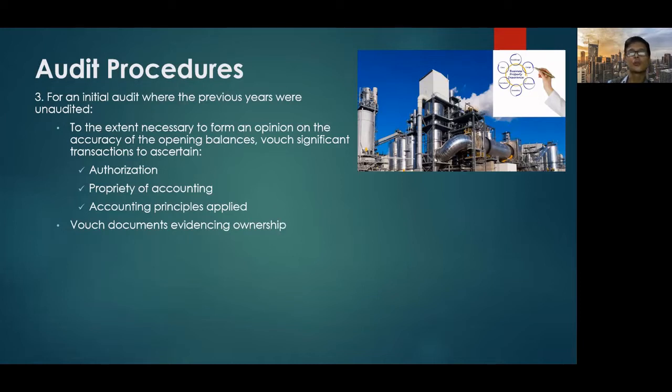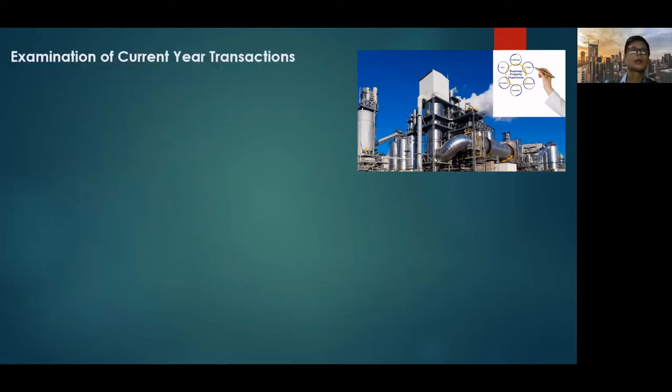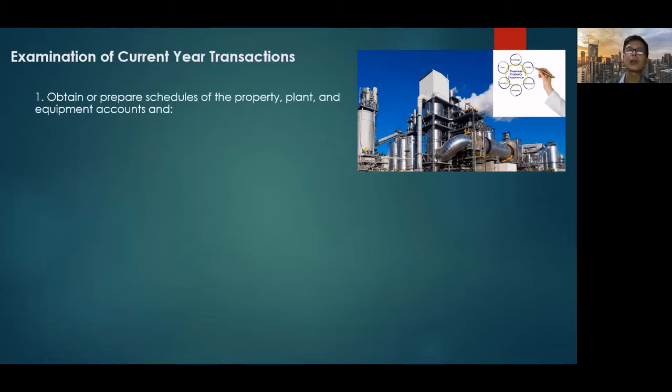So vouch documents evidencing ownership. Vouching, again, means going back to the source document. If they claim that the property, plant and equipment in the financial statement is theirs, then they should prove it. There should be documents, like a contract, for example. And then examination of the current year transaction: obtain or prepare schedules of the property, plant and equipment accounts, and check footings and cross footings.